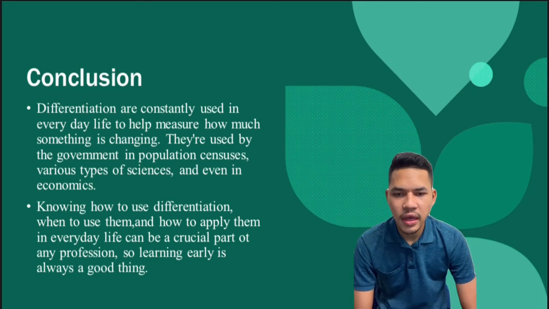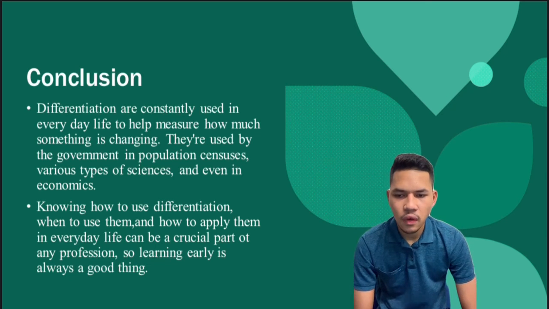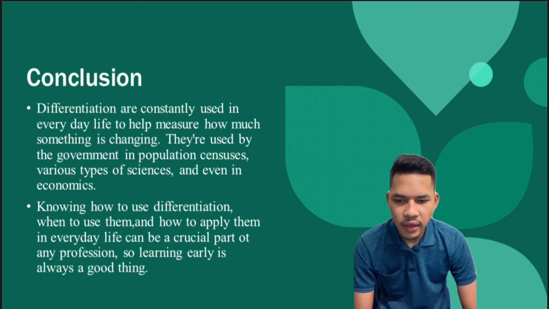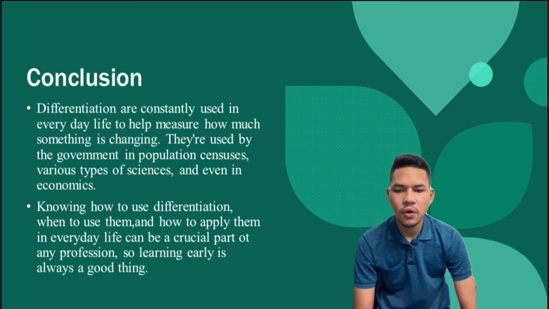Lastly, the conclusion is that differentiation is constantly used in everyday life to help measure how much something is changing. It is used by the government in population censuses, various types of science, and even in economics. Second, knowing how to use differentiation, when to use it, and how to apply it in everyday life can be a crucial part of any profession. So, learning early is always a good thing.